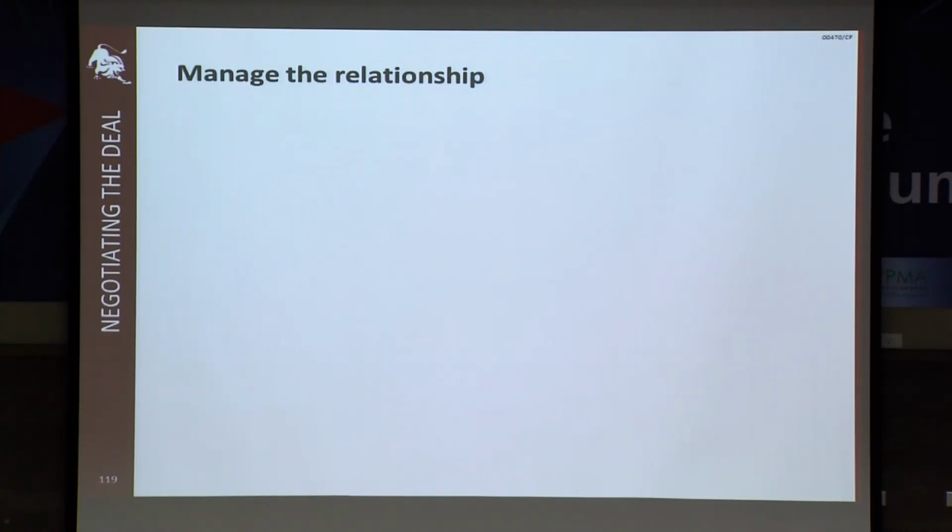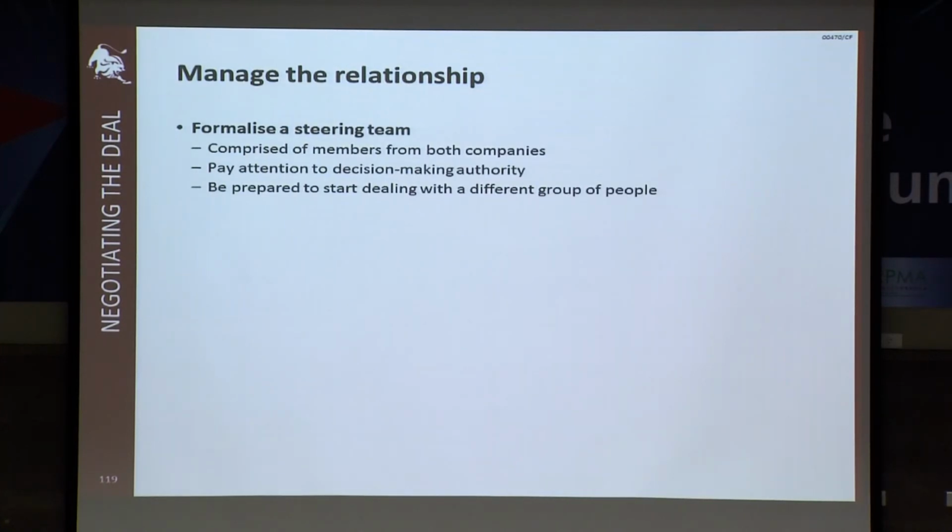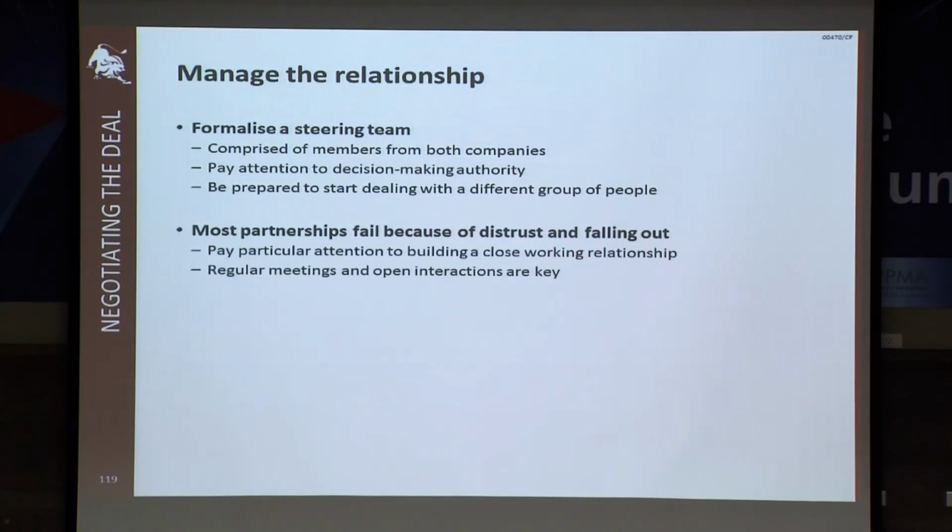Now, managing the relationship is key. Just because a deal is signed doesn't mean your work is done. You need a steering team, some sort of group between the companies that can really manage to steer this project. Projects will never go right. Something will always go wrong. And it's really about the relationship between the companies and the steering team that will make sure you can get back on course again. Now, most partnerships end up failing mainly because of distrust and of a falling out. I think it's estimated 75% of licensing deals end up falling apart, mainly because of relationship problems.